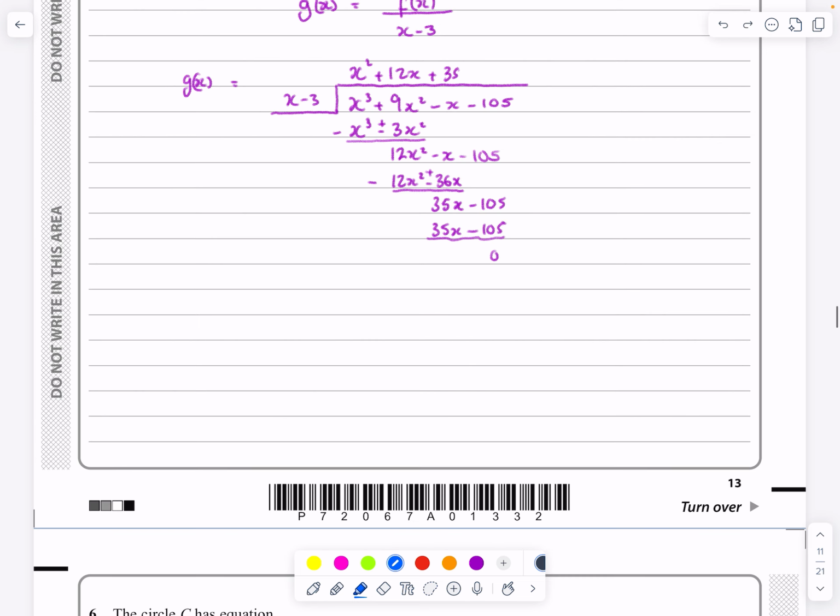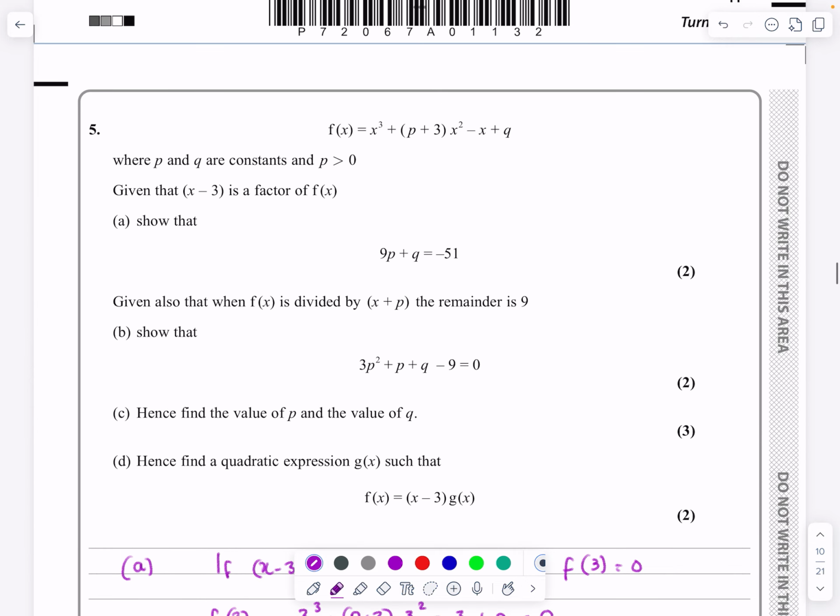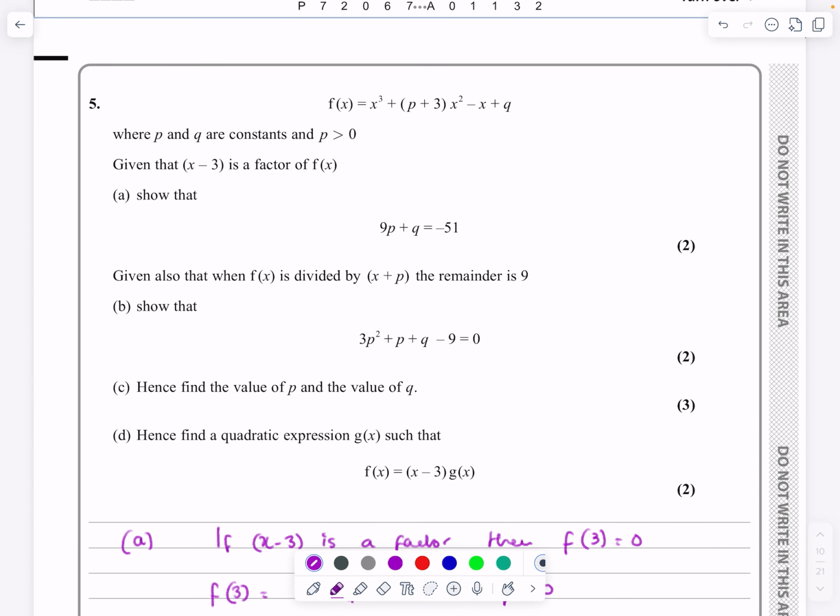So let's just explain the very last part. Therefore, g(x) is equal to x squared plus 12x plus 35. And that's the last part of question number 5 done. So yeah, really good question involving lots of the algebraic methods and techniques there. So hopefully that all makes sense to you all.